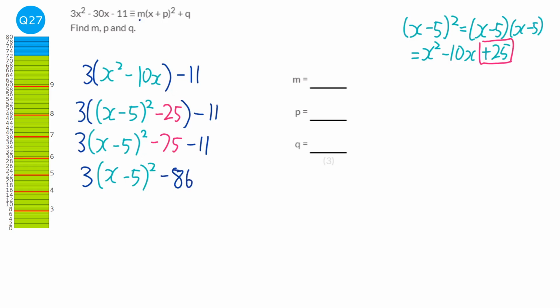Now the m part is going to be 3. The p part inside the bracket is going to be minus 5. And the q part is going to be minus 86.